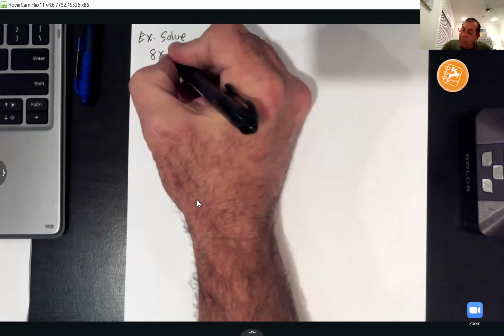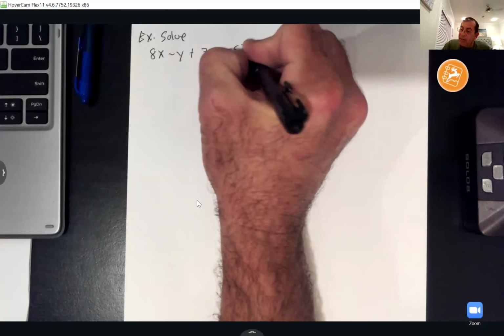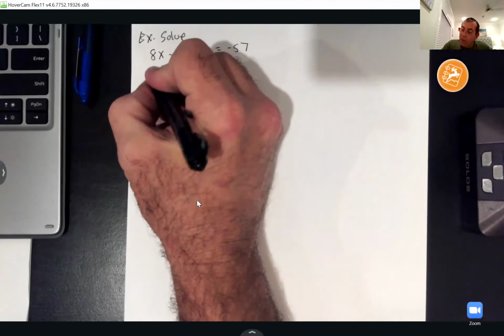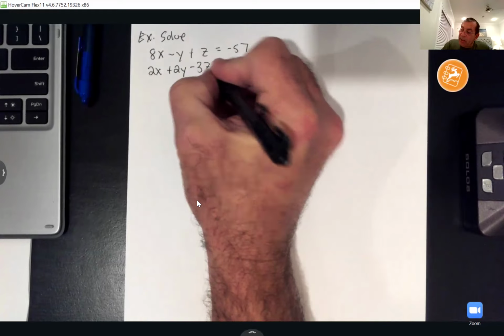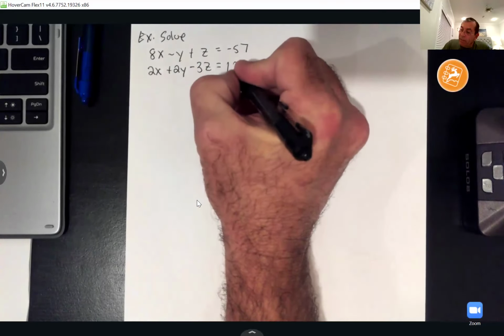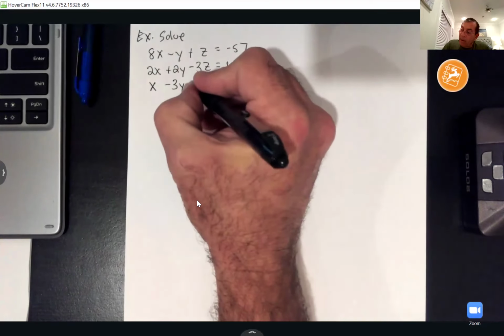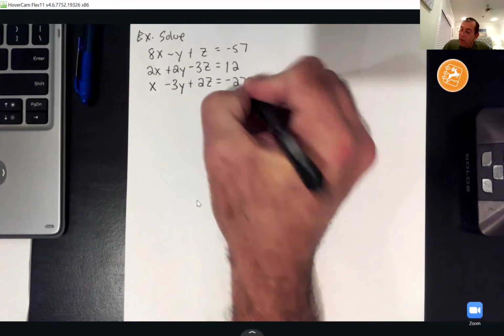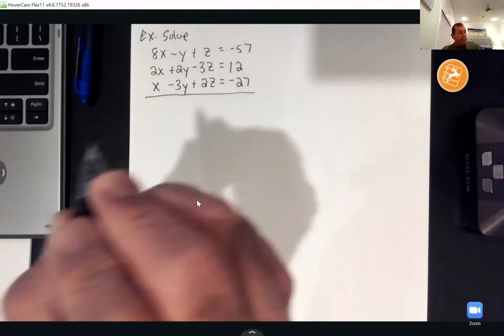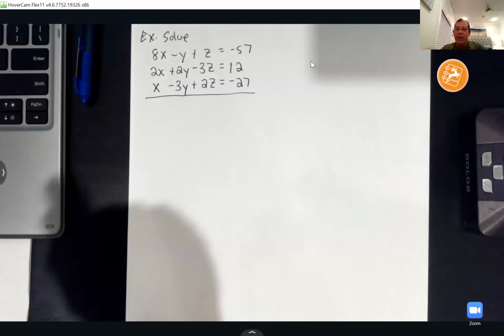8x minus a y plus a z is going to equal -57. 2x plus 2y minus 3z equals 12. X minus 3y plus 2z is going to equal a -27. So the rest of these I'm probably just going to do by calculator, okay? All right, so any of y'all want to try that?